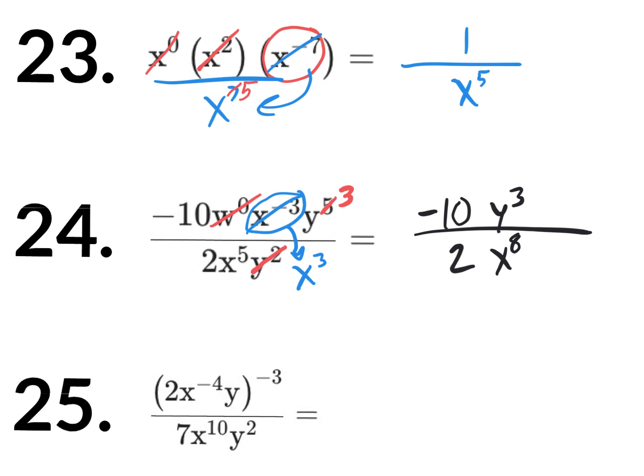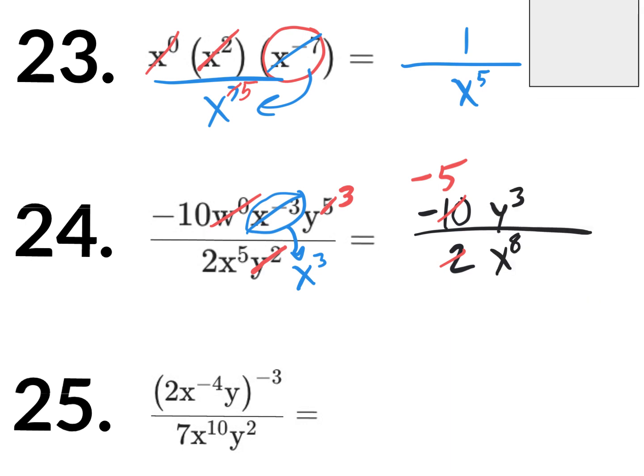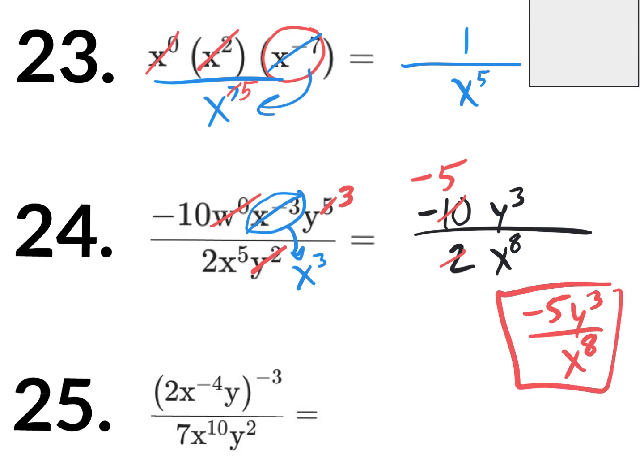Now, for my last step, I'm done with the rules, but I still have an actual fraction right here. If you take a look at that fraction, it says negative 10 over 2. And you could actually do negative 10 divided by 2. What's negative 10 divided by 2? Negative 5. So you could scratch it out, put a negative 5 up there, right? So here's my final answer. Let me write it down here. Negative 5, y to the 3rd over x to the 8th.